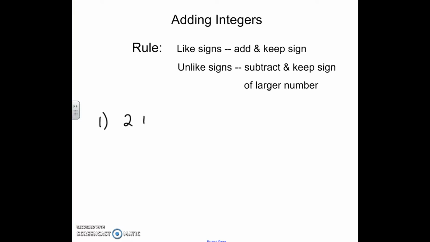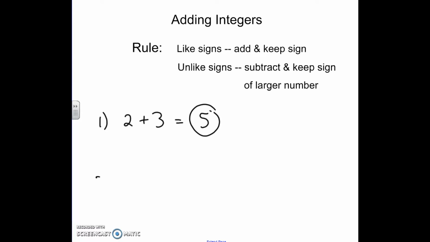if you have 2 plus 3, they both have the same sign. They're both positive numbers. The 2 is positive and the 3 is positive. So when you add them together, you add 2 plus 3, you get 5, and you keep their sign. Their sign's positive, so it's going to be positive 5, and that's how we find the answer.